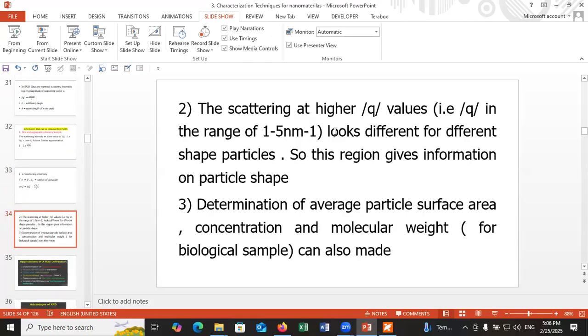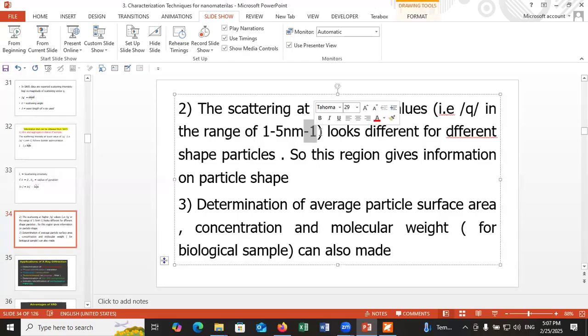The scattering at higher Q values, that is Q in the range of 1 to 5 per nanometer, looks different for different shaped particles. So this region gives information on particle shape, and determination of average particle surface area, concentration, and molecular weight for biological samples can also be made.